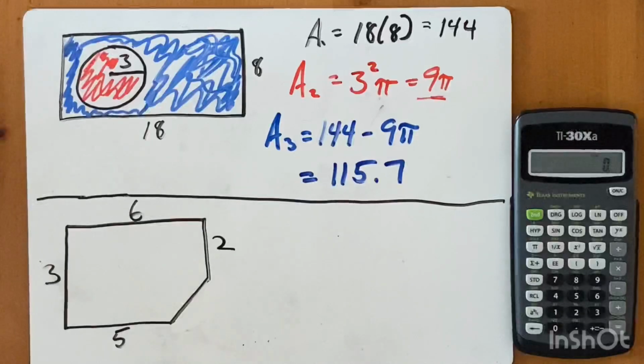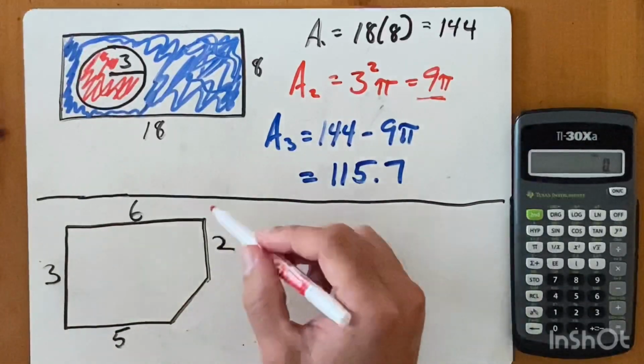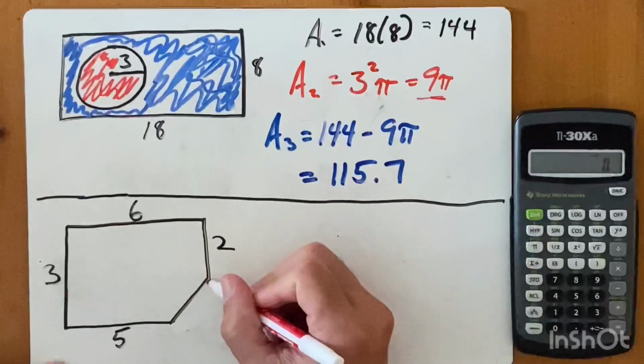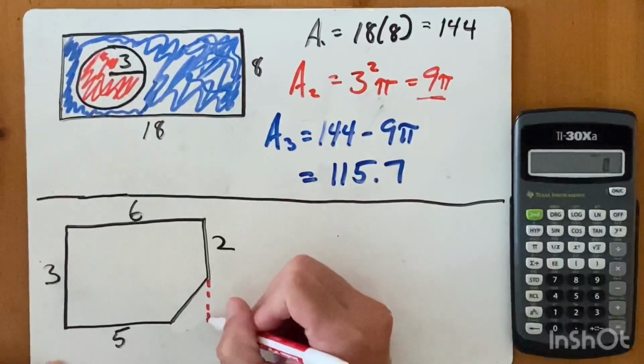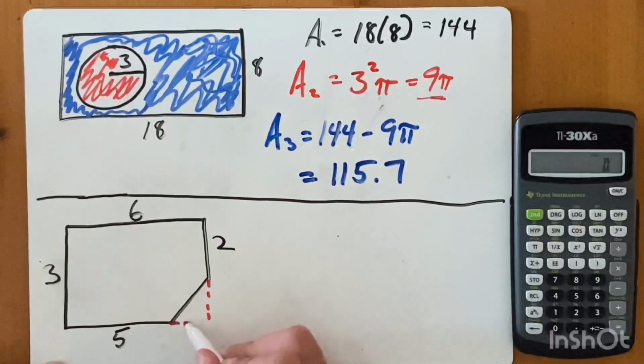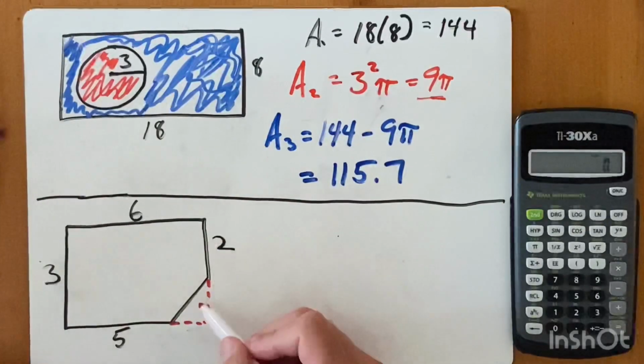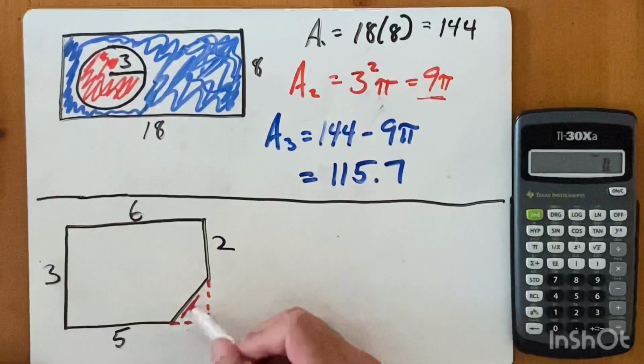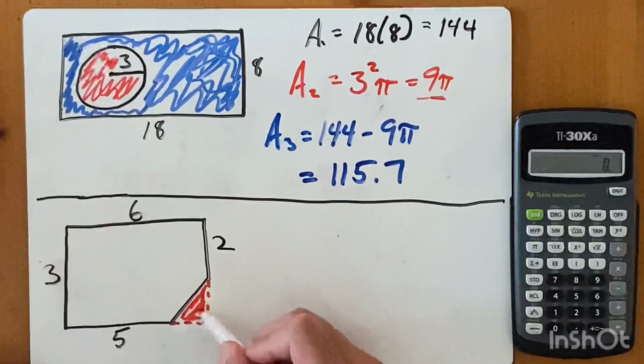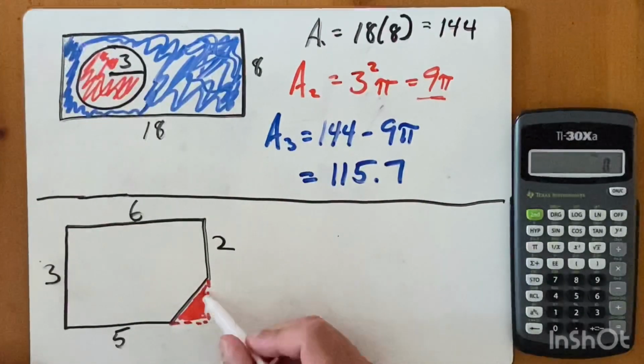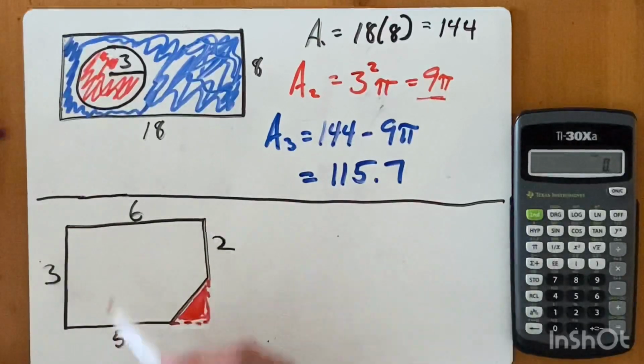Okay, on the last one, we have a rectangular shape, but there's a piece missing from that rectangular shape. In order to find the area of this shape, we want to find the area of the entire rectangle, as if this piece was not missing. So let's go ahead and connect this up and make it a full rectangle. And then we're going to find the area of that red piece here, and that's the piece that we're going to subtract from the entire rectangle to give us just the black area.